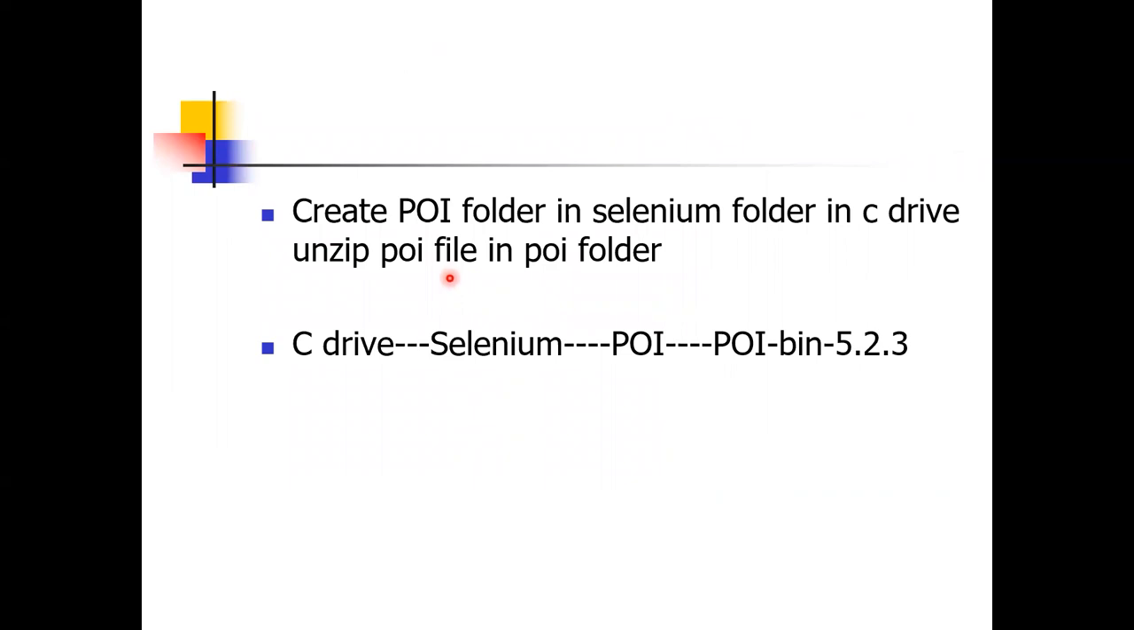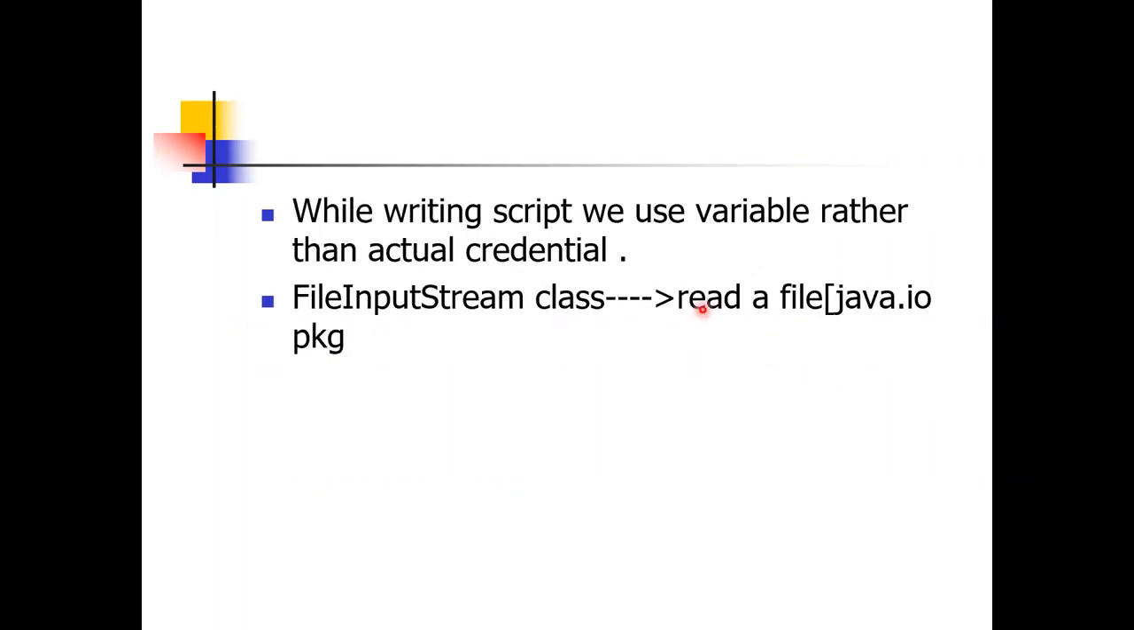Preferably, if you want to work in parallel with me, create a folder named Selenium in the C drive. In the Selenium folder, create a folder POI. In that folder, extract your POI jar files, POI bin 5.2.3. In the C drive, Selenium folder, create a folder POI, and in the POI folder, extract all the POI library which you have installed. While writing the script, we use variables rather than actual credentials. I will explain this.